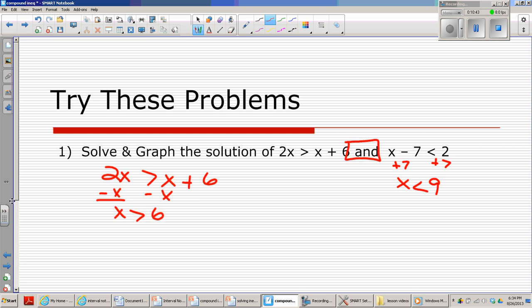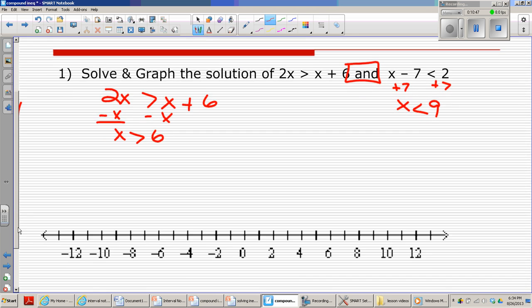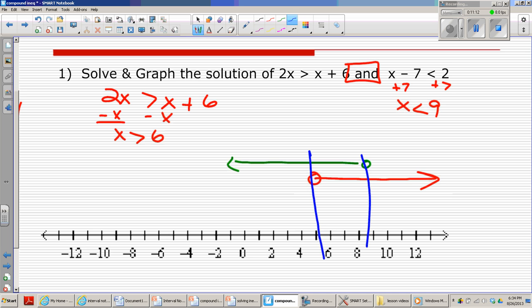To graph the solutions, I would first graph x is greater than 6. Open circle, shade it to the right. The next one, x is less than 9. An open circle at 9, shade it to the left. Where they overlap is between 6 and 9, so the actual solution is between those two values, 6 and 9. Again, the solution is the part where they overlap.